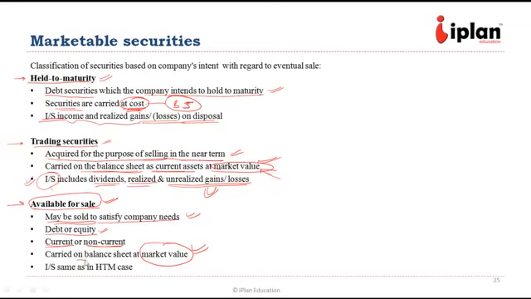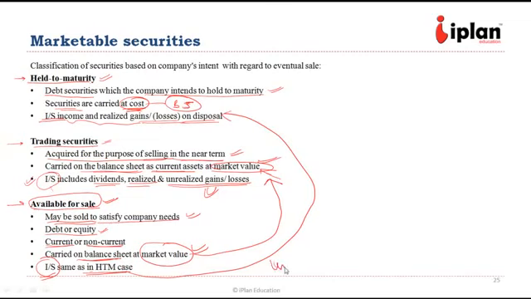And since they are available for sale, they are put at the market value. Just like trading securities in the balance sheet, they are put in market value. But in the income statement, the treatment is same as held to maturity security, as we are going to put only realized gains or losses at disposal in the income statement. The unrealized gain or loss will not form part of the income statement in this case, same as held to maturity security.